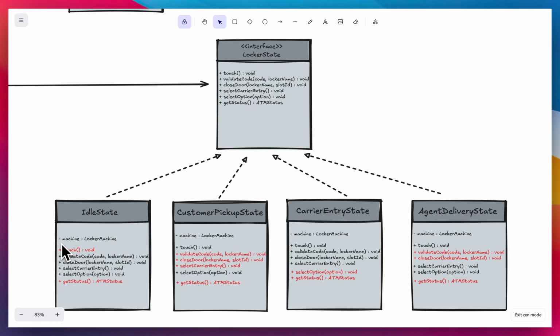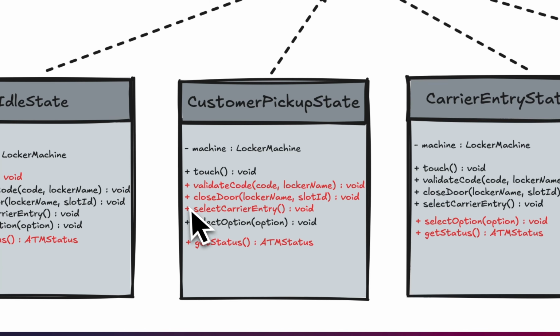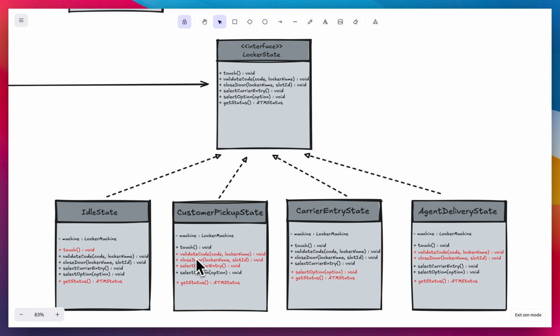So she did so, and after that the locker machine went from idle state to the customer pickup state. In the customer pickup state, she again tried to enter the OTP, and that time the OTP was validated and one slot got opened. Now the reason behind that is this validate code function, which is nothing but the enter OTP function. This function earlier in the idle state was empty. It was empty, but the same function in the customer pickup state has the actual logic.